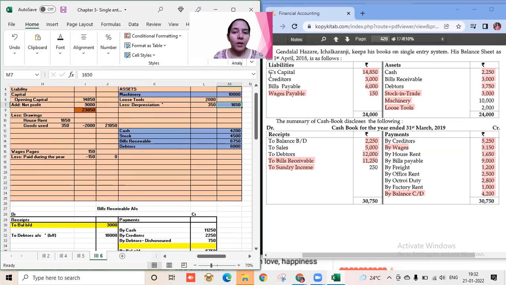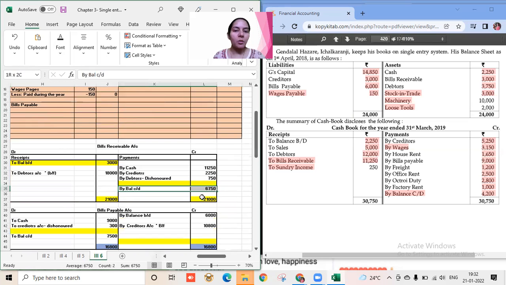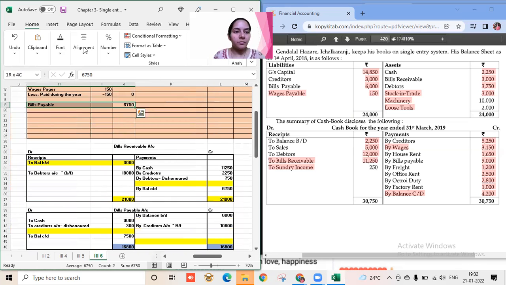Right? Now look at the liability side. Capital we have finished. This is the capital. Capital we are done. Have we written bills payable? No. So let's write down the bills payable. Where to get the bills payable balance? Look here, balance carried down 6750. 6750. This is done.